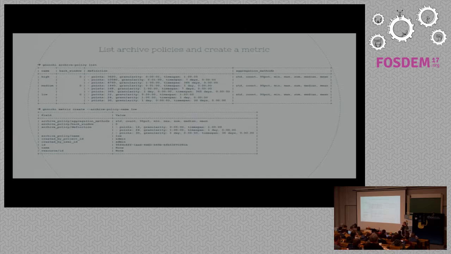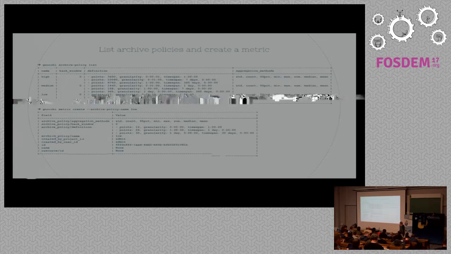This one just lists the archive policies. There are three by default, with more or less retention, based on what you need. On the right, you can see the aggregation methods which are used, like standard deviation, number of points, 95th percentile, minimum, maximum, etc. The second command is gnocchi metric create --archive-policy-name low. That's just used to create a new metric.